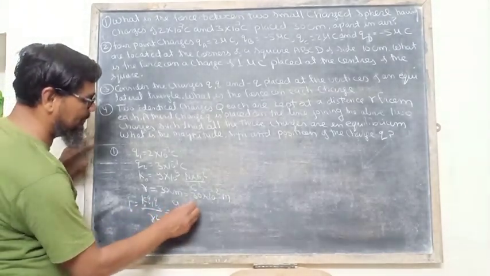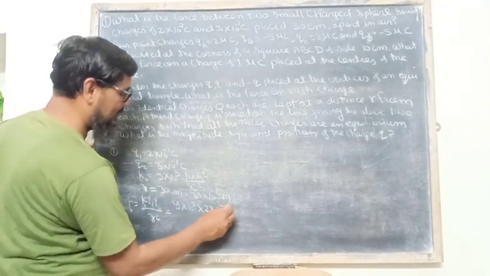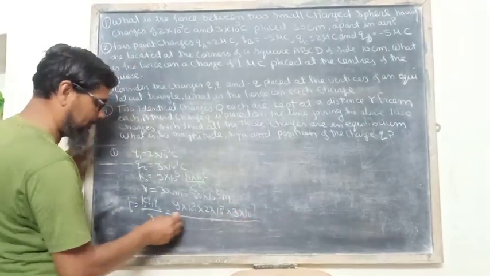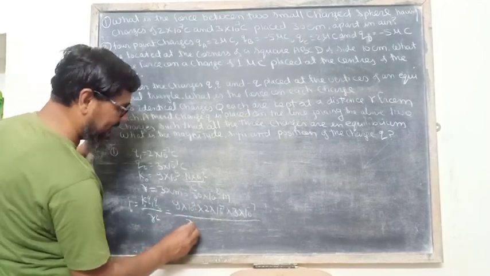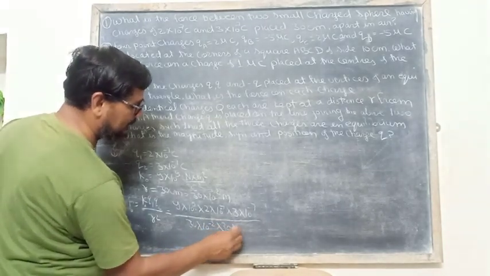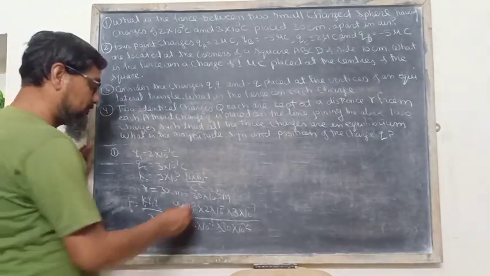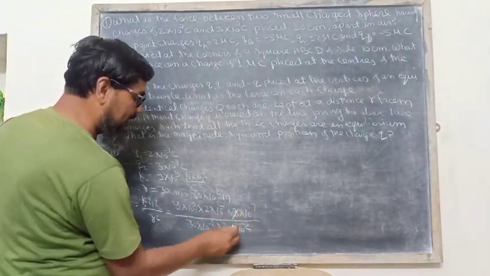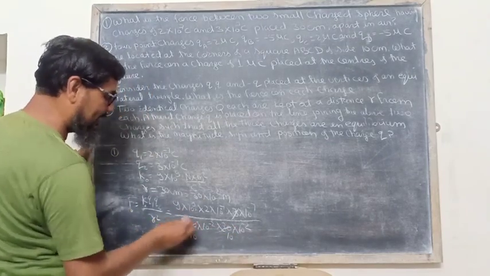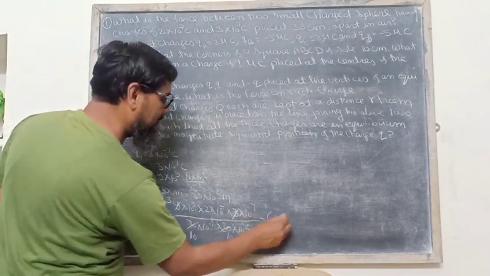9 into 10 raised to the power 9 into 2 into 10 raised to the power minus 7 into 3 into 10 raised to the power minus 7 upon R square, means 30 into 10 raised to the power minus 2 into 30 into 10 raised to the power minus 2. And this is 10, and this is 10, and this is 3 into 3 is 9, 2 into 3 is 6, into 10 raised to the power.